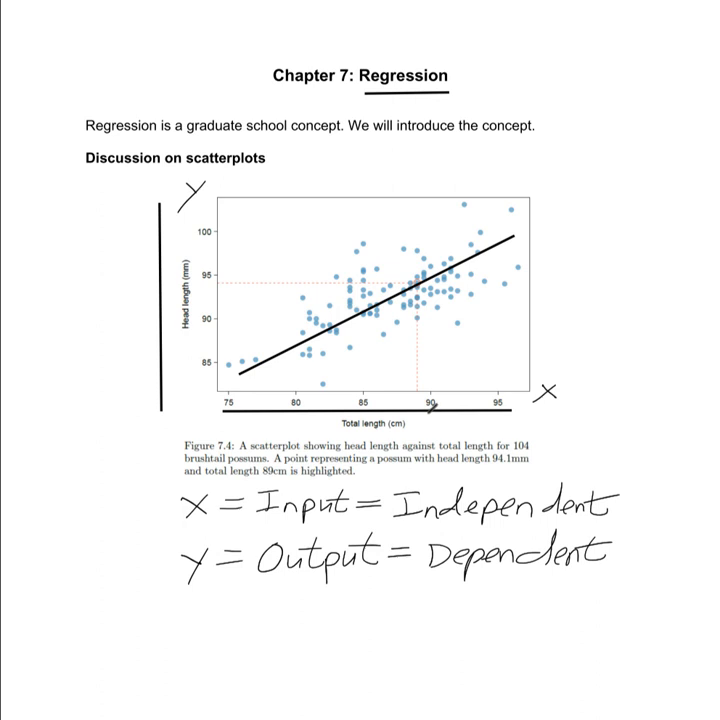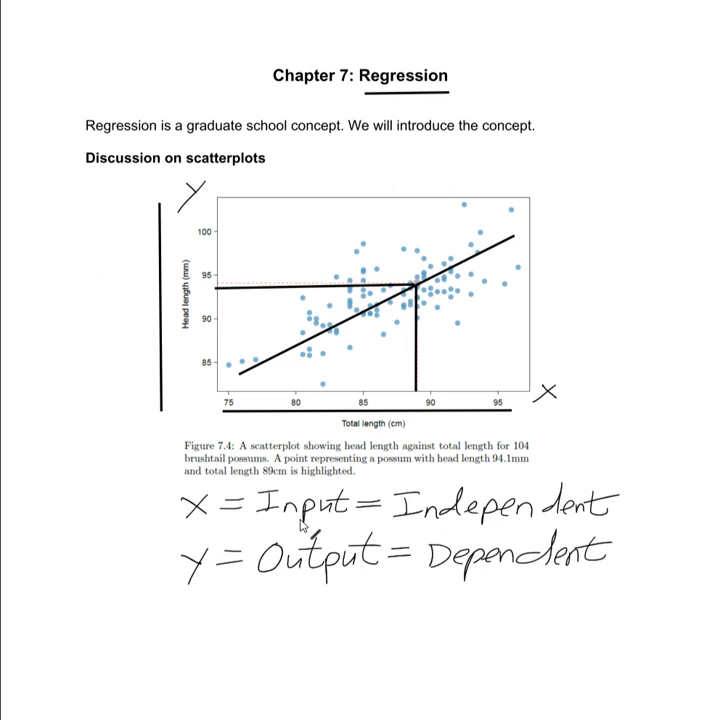So if we had an input variable of, say, this is around an 89, then we could draw this up to our regression line, and where it intersects the regression line is where we draw to the left until we find our corresponding output variable. So in this case, an x of, say, 89 might represent a y of 94. That's as far as we're going to go with the discussion on scatter plots.